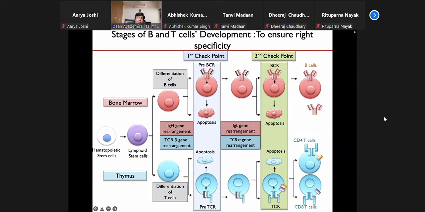So is it clear how you see these processes occurring, starting from hematopoietic stem cells to generate either B cells or T cells, and T cells also into CD4 and CD8 T cells?